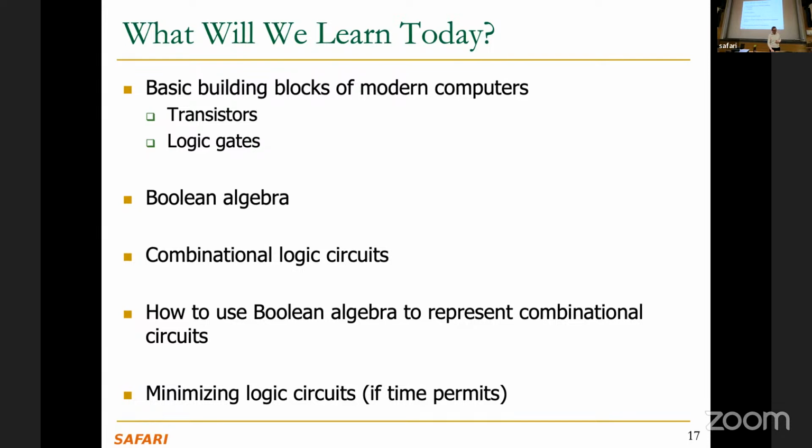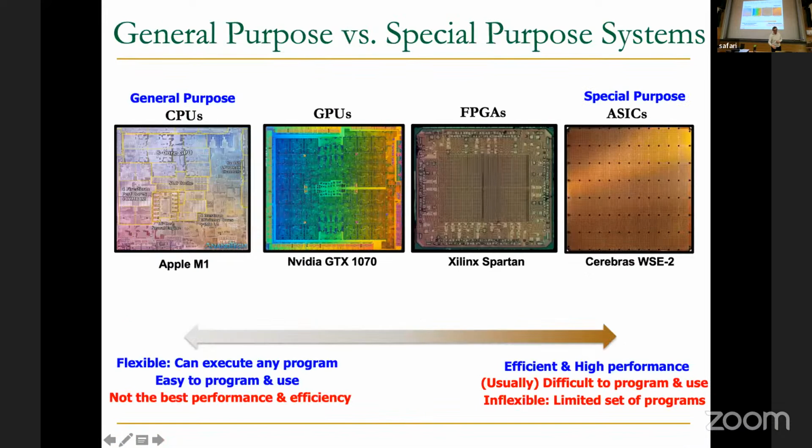And then we're going to build combinational logic circuits. And I think this is kind of all together over here. And then we'll talk about minimizing logic circuits if time permits. Before we jump into it, basically combinational logic exists in all of these systems that we have today, and you can see they span the general purpose versus special purpose spectrum. They all have combinational logic elements as well as sequential logic elements. And the main distinction is sequential logic remembers what has happened in the past. Combinational logic doesn't remember.